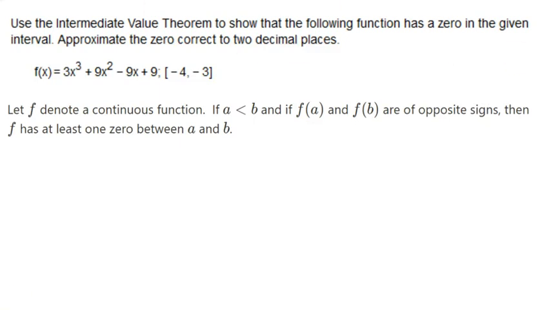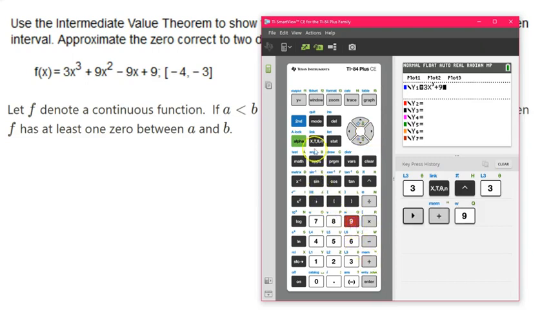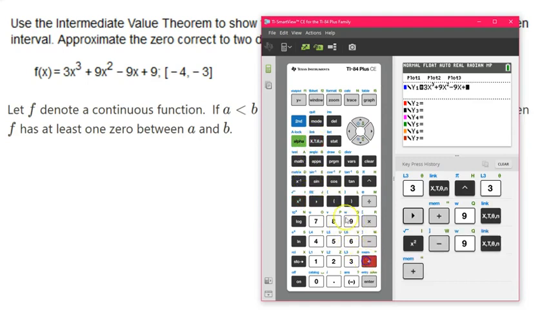So I'll type into the y equals menu the function that we're working with. That's 3x cubed plus 9x squared minus 9x plus 9. And I'm going to go to the table.